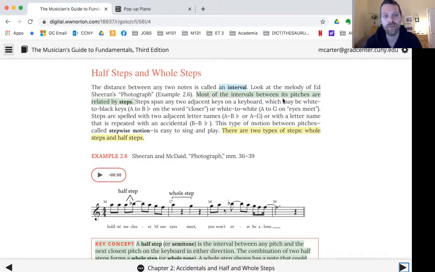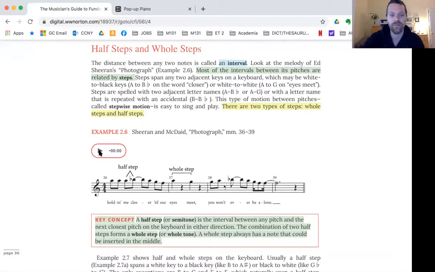Most of the intervals between its pitches, it asks you to look at the Ed Sheeran tune here. Let's play this. So that's the little Ed Sheeran melody. Most of the intervals in this melody here on page 29 are related by steps. What that means, of course, it tells you here. And a step between pitches is the next pitch over, above or below, right?